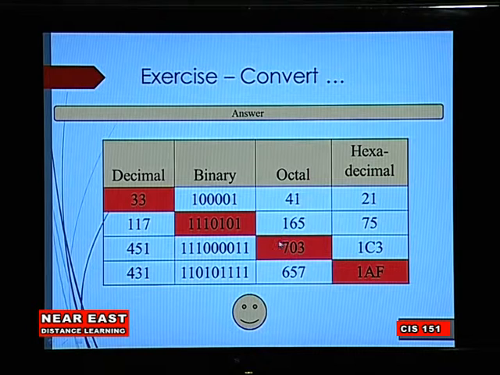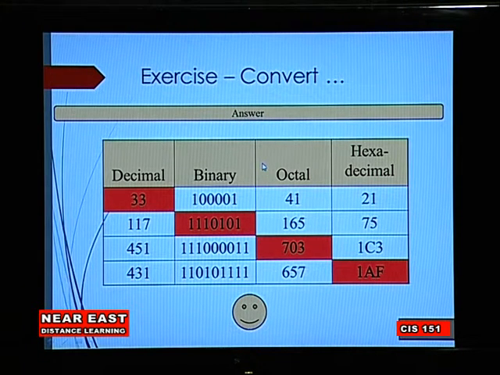703 in octal shows us 1C3 in hexadecimal. This number in binary is 451 in decimal. 1AF in hexadecimal, which is shown here as 657 in octal, 11010111 in binary, and in decimal 431.